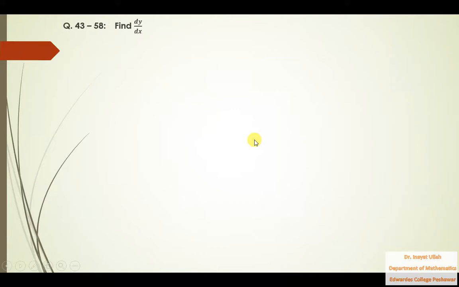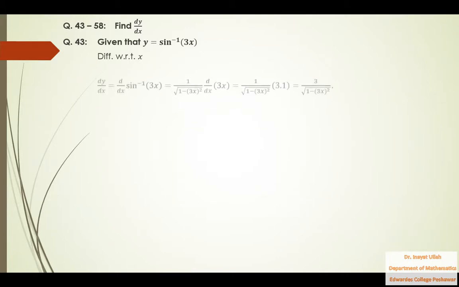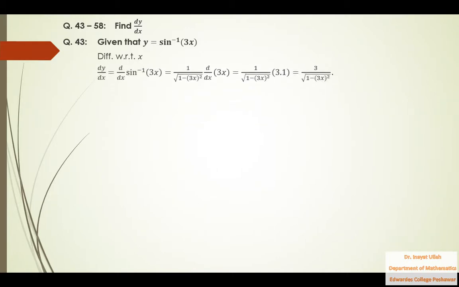Questions number 43 to 58 will be on these formulas. We need to find the derivative of y, and in question number 43 we are given the function y is equal to sine inverse 3x. So differentiating this function with respect to x, we'll get this form. And now just look at this side.